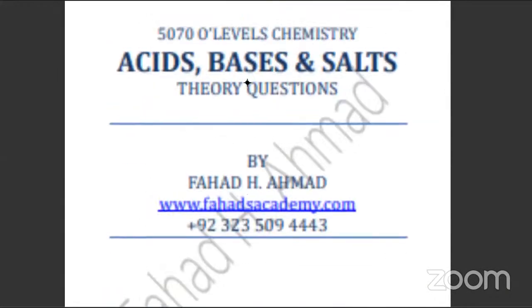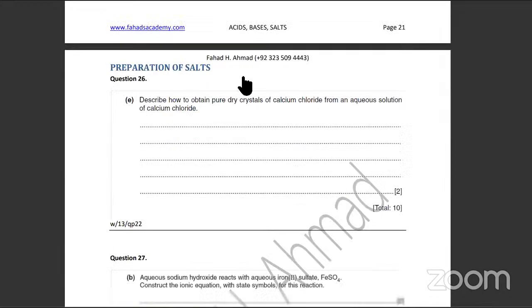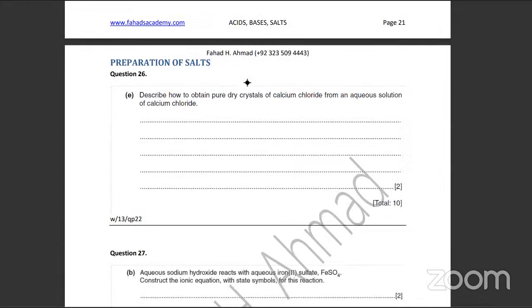हाँ, ये वाले। So just preparation of salts, ठीक है, this one. So let's start with the first one. Calcium chloride, right? He's saying pure dry crystals of calcium chloride from an aqueous solution. अच्छा, ये तो उसने he already did that. He's saying make crystals of calcium chloride, which is crystals का मतलब is solid. From what? He's saying that make it from an aqueous solution of calcium chloride.